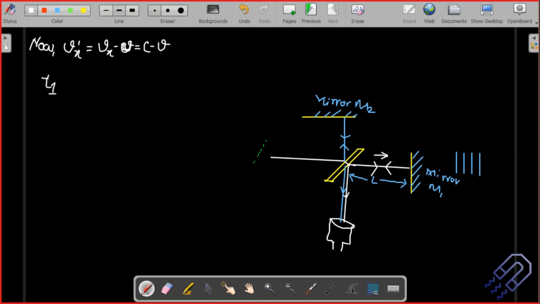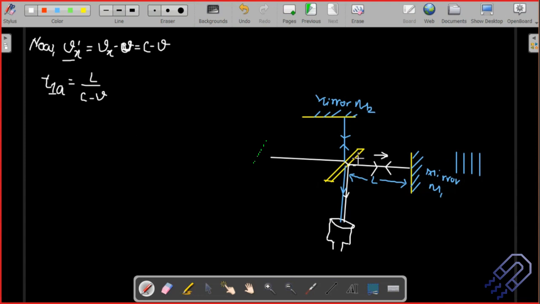So what we can do now is find out the time taken for the light to travel, denoted by T1A, from here to here. Please look into this, from here to here, and that would be nothing but distance. How much distance it covers is L, divided by velocity. The velocity in this particular case is c minus v. Please remember, we are observing it on the Earth, so we are talking about Vx prime. So Vx prime is c minus v. So I will just write it down as c minus v.